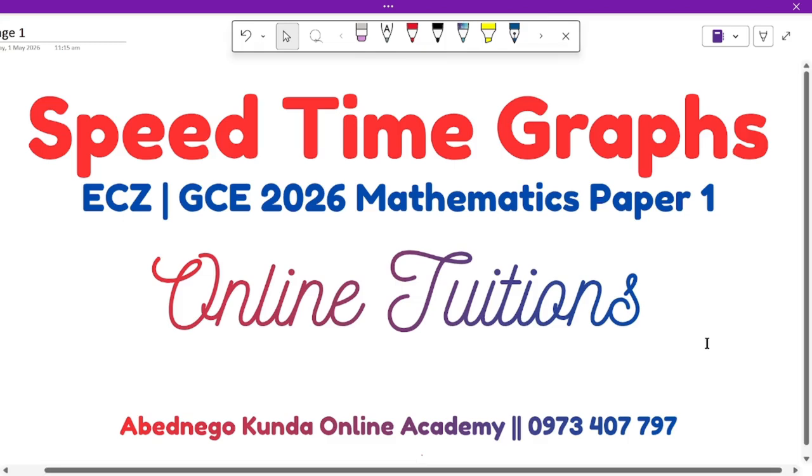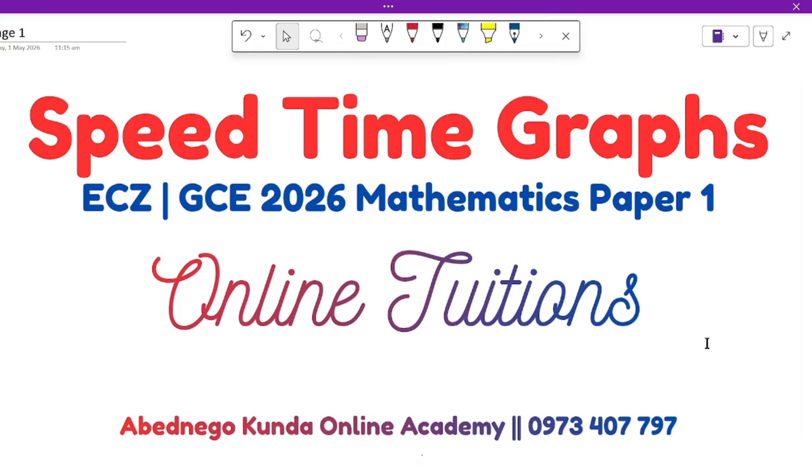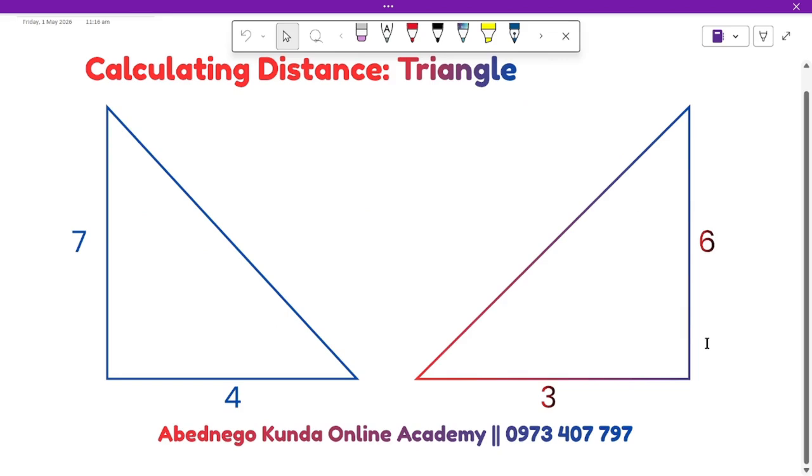Okay, so we're going to first of all start by looking at how to find the distance for the various shapes. Usually you're going to be dealing with three shapes: a right angled triangle, a rectangle, and a trapezoid or trapezium. So I'm first going to look at how we can calculate distance for these particular shapes, and then we're going to start with the introduction to speed time graph. We're going to look at the formulas that we're going to be using and all that. Right, so let's start by looking at how we can calculate distance for right-angled triangles.